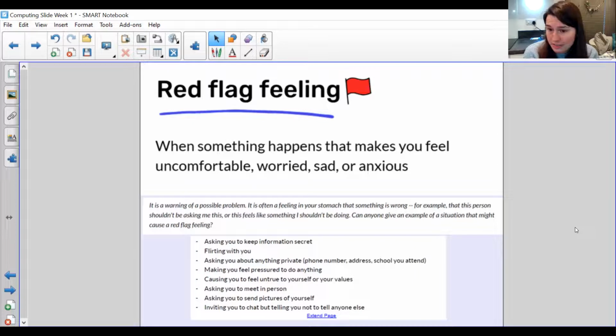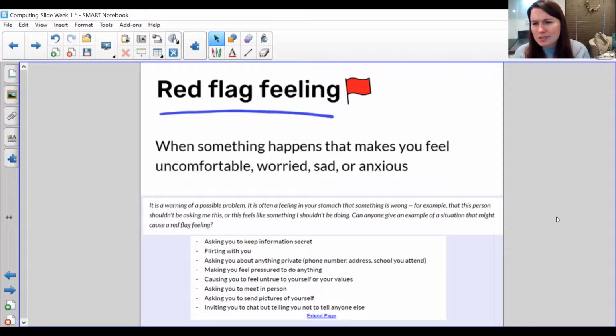Causing you to feel untrue to yourself if it's something you don't normally do and they're making you feel like you should. Asking you to meet in person. If this is not someone you've ever met in person before and you know that they are that person, then they shouldn't be asking to meet. Asking you to send any pictures of yourself or anyone else for that matter. Or inviting you to chat privately, but telling you not to tell anyone so that it would be secret.